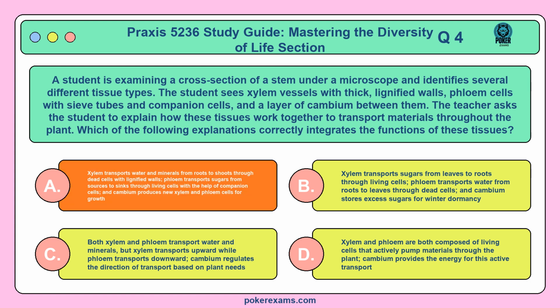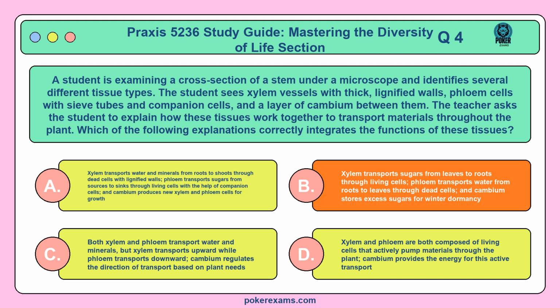Option A. Xylem transports water and minerals from roots to shoots through dead cells with lignified walls. Phloem transports sugars from sources to sinks through living cells with the help of companion cells. And cambium produces new xylem and phloem cells for growth. B. Xylem transports sugars from leaves to roots through living cells. Phloem transports water from roots to leaves through dead cells. And cambium stores excess sugars for winter dormancy.